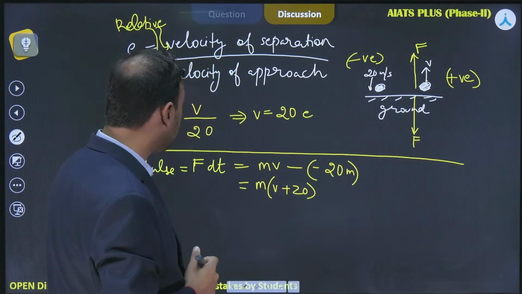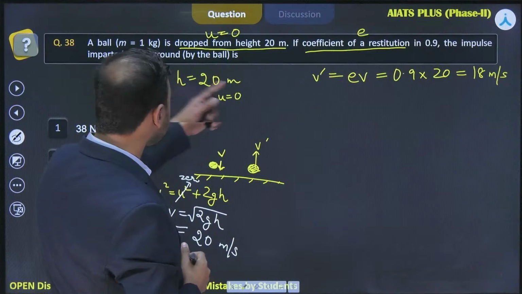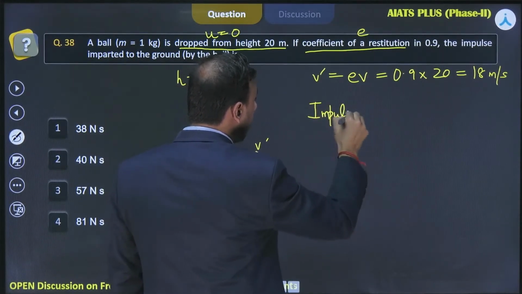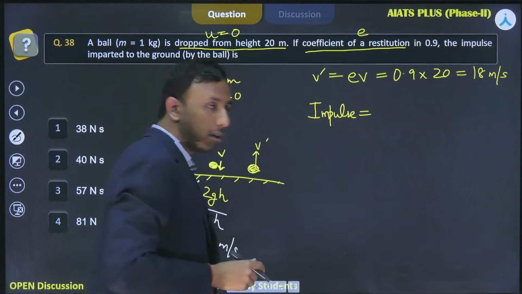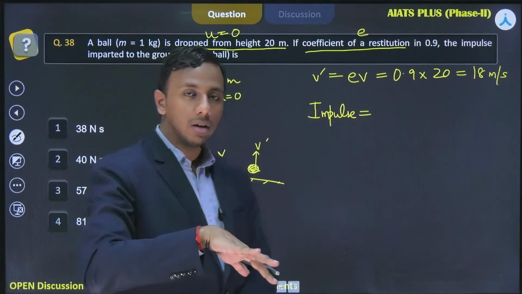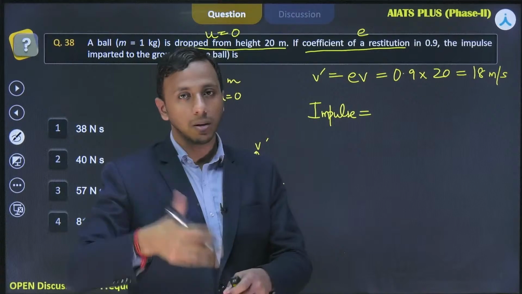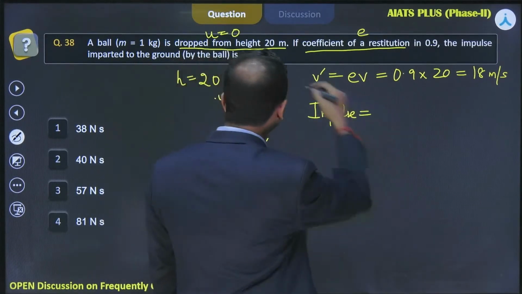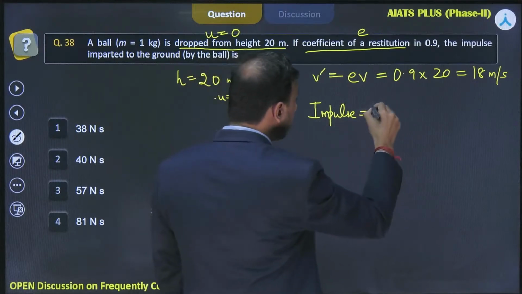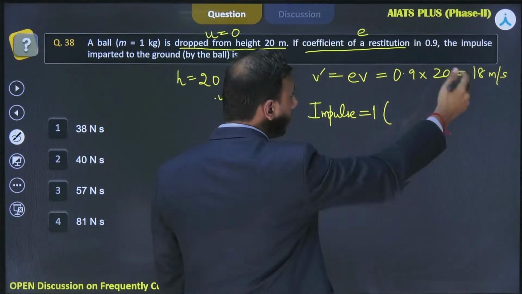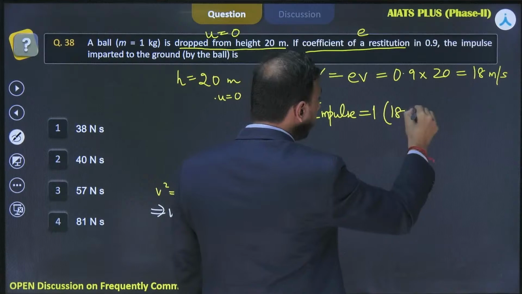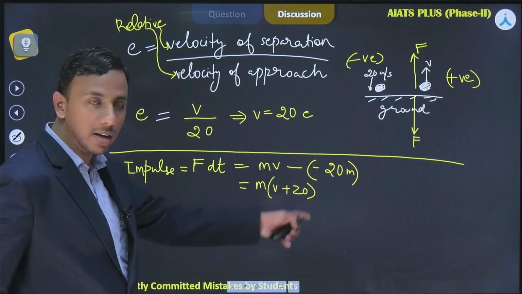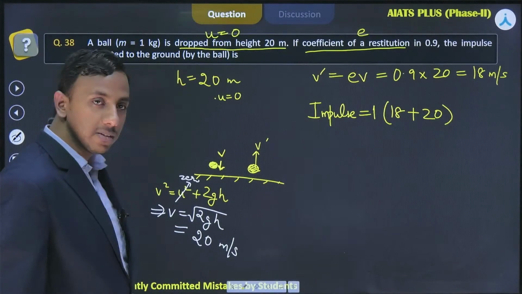So if you go over there, that impulse, and remember the impulse applied by the ground on the ball is the same as the impulse applied by the ball on the ground, right? So impulse would be equal to, mass is how much? 1 kg, 1 into final velocity 18 plus 20, that's what we have done. So 18 plus 20 is how much? 38.